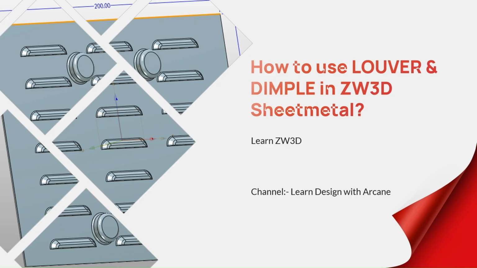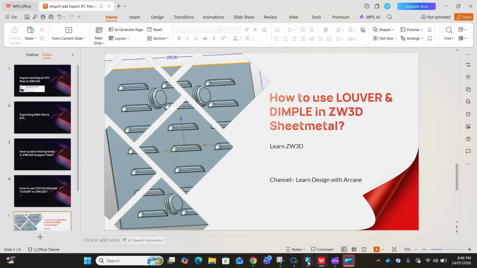In this tutorial, we will understand how to use Louver and Dimple in ZW3D Sheet Metal. You can see in the slide, these features are created using the Louvers and these circular features have been created using the Dimple feature. Let us understand that in ZW3D.